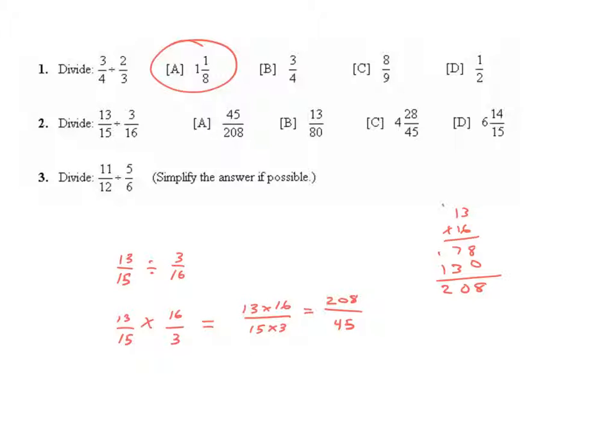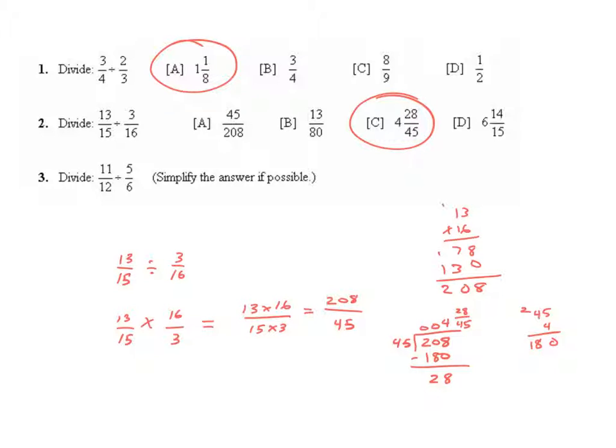I will now need to change this to a mixed number by dividing. So 208 divided by 45. And I'm just going to have to estimate approximately how many times 45 is going to go into 208. So I'm going to start out with 4. And that would be 180. And that looks like it's a pretty good estimate because I only have 28 leftover, and that's not enough to make another group of 45. So I have 4 and 28 over 45, which is C.